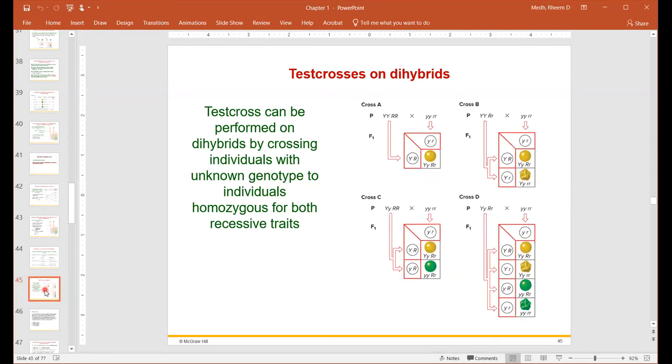Yellow and round could be like this, and yellow and round could be like this. And the last one would be this. These are the 4 ways you can still have yellow and round, right? Everybody is able to see this? So now, to figure out which of these genotypes is present in your yellow round sample, you do a test cross. Each one you cross with green and wrinkled.